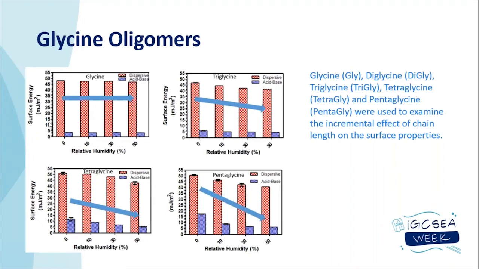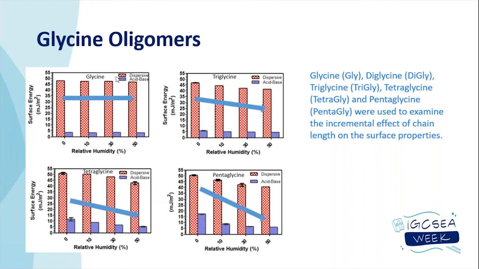And we can see that here. So this was done, we did that at 0% relative humidity. And that's what we see here. We see the dispersive contribution in the red shaded box, the acid-base contribution in the blue shaded box. And we did that again for the glycine oligomers. And then we did the same thing as a function of background relative humidity. So we wanted to see what the difference was between a dry sample and a partially hydrated or different moisture contents, and how moisture or water would affect these materials.